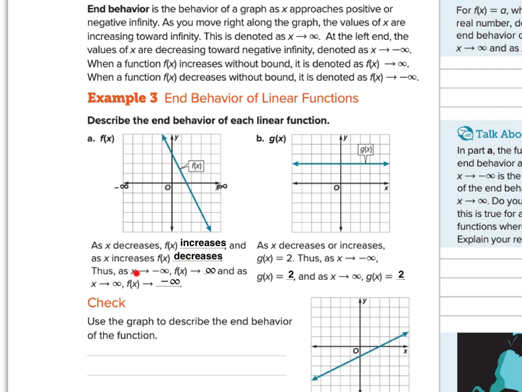And so as x approaches negative infinity, f of x approaches infinity. As x approaches infinity, f of x approaches negative infinity. And this is how we write that.